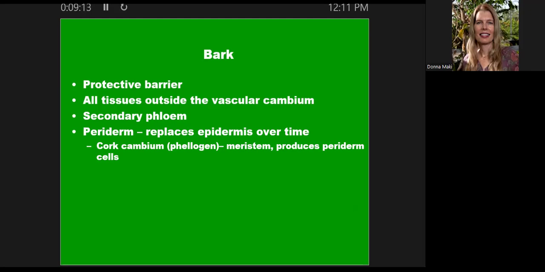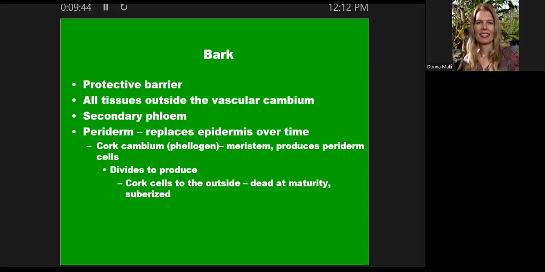But the cork cambium, we have a vascular cambium in the stem that gives rise to secondary xylem and secondary phloem. Now we have a cork cambium further out toward the perimeter, which is another meristematic region. And so it's going to produce the so-called periderm region and cells. What's going to happen is similar to the vascular cambium. The cork cambium is going to go through cell division, and it's going to produce one type of cell to the inside and another type of cell to the outside. And so to the inside, well, I guess I have it to the outside first. To the outside, they produce cork cells, which at maturity, they die.